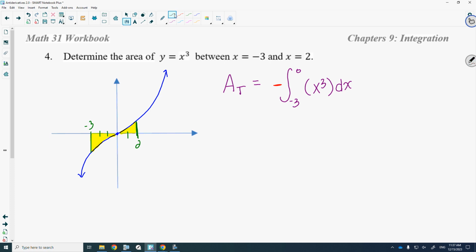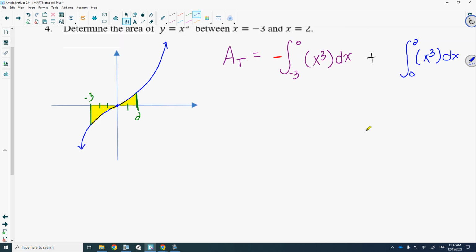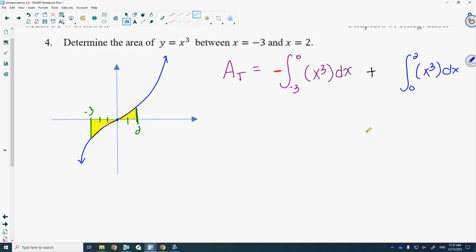And then to this, I'm going to add the area of this region. What would my lower and upper bounds of integration be for this one? 0 to 2. What I am integrating is x cubed with respect to x. I know that that's going to be positive area here, so I don't need to worry about changing anything. Yes, you have to do it like this when you have a positive and negative piece.